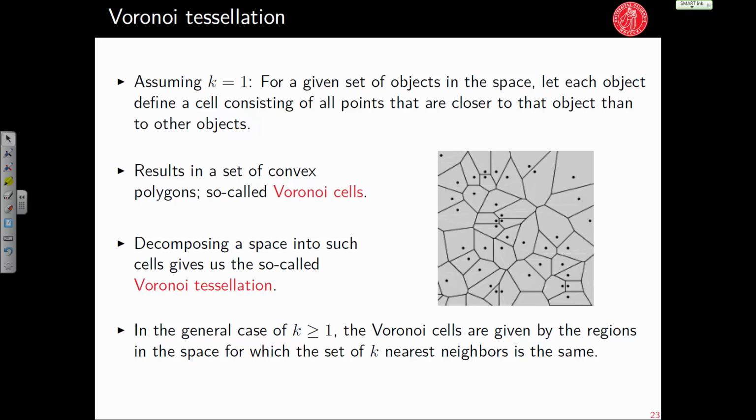If these dots are the points you have, these solid dots, each of these cells consists of the points that are closer to the dot within the cell than any other dot in the space. This is the way they are computed. So whatever point is part of a given cell, we are sure that its distance to the solid point within the cell is smaller than to any other solid points.